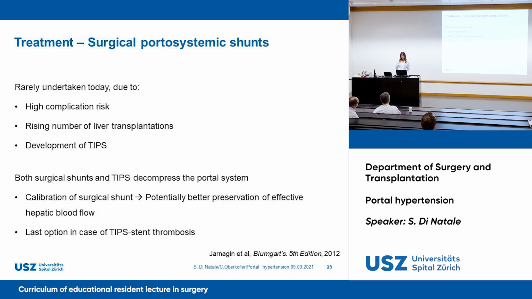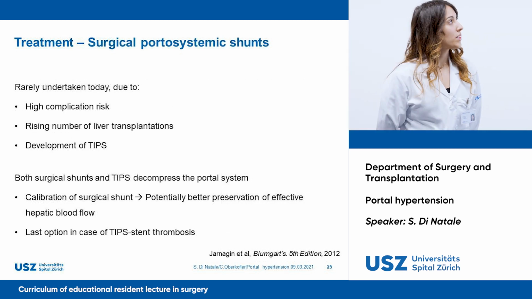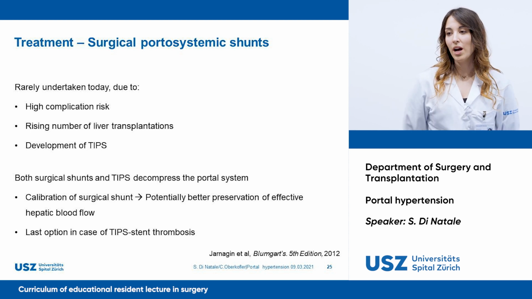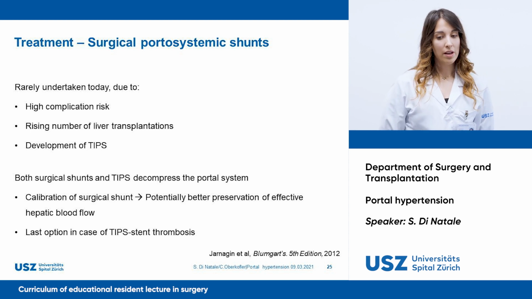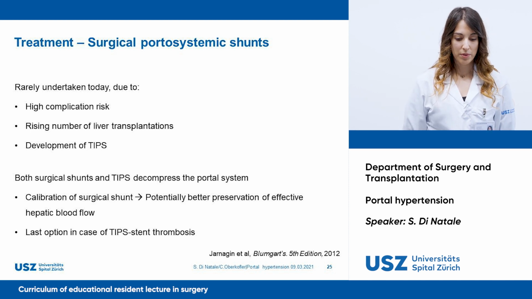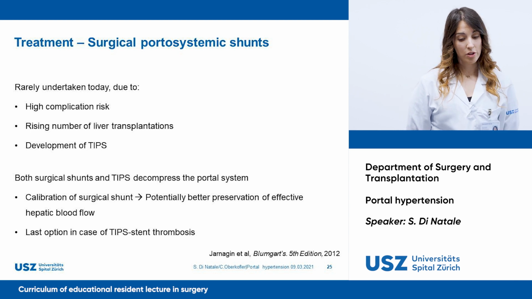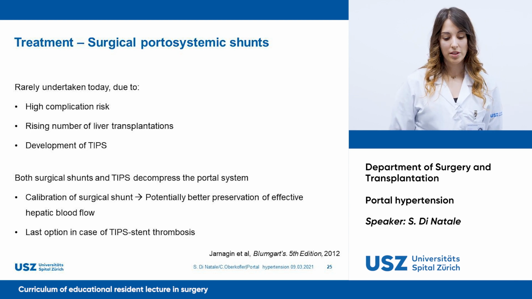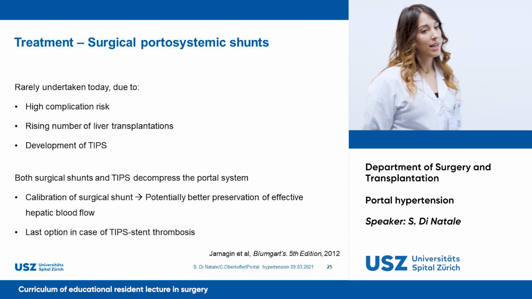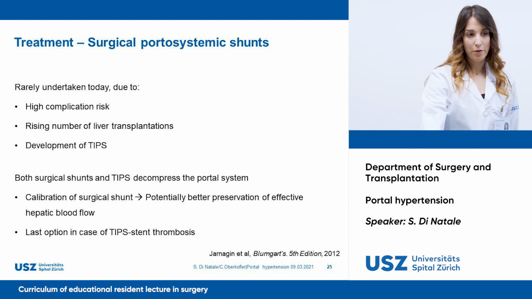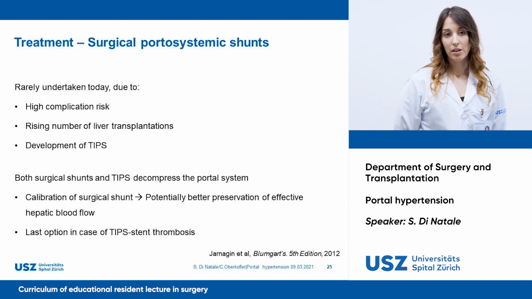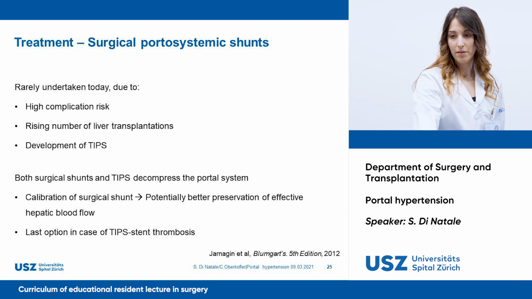Now, what about surgical portosystemic shunts? Today, they are rarely undertaken due to a high complication risk, a rising number of liver transplantations, and the development of TIPS. Both surgical shunts and TIPS decompress the portal system, but due to a better calibration of surgical shunts, there is a potentially better preservation of the effective hepatic blood flow. And surgical shunts are still the last option in case of a TIPS stent thrombosis.